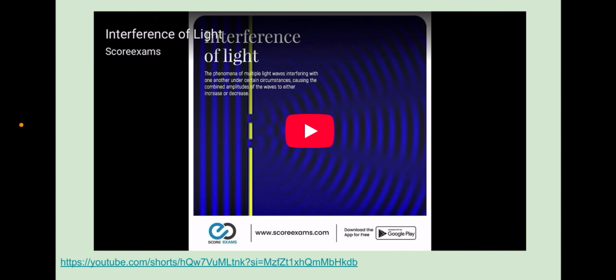Light reflects off both the top and bottom surfaces of the oil layer, and the reflected waves either reinforce, constructive interference, or cancel each other out, destructive interference. The varying thickness of the oil film shifts the wavelengths that interfere, producing different colors in the rainbow-like pattern. And here's a quick video to demonstrate this.